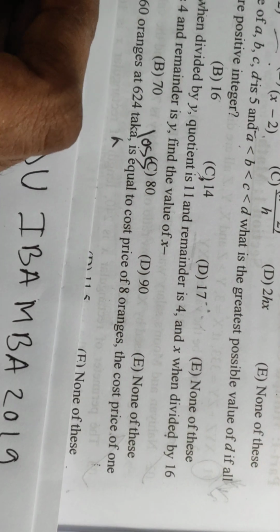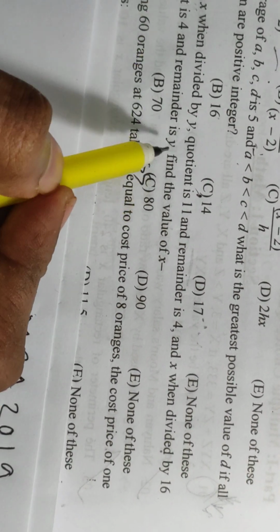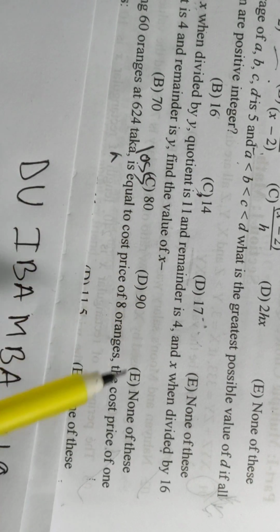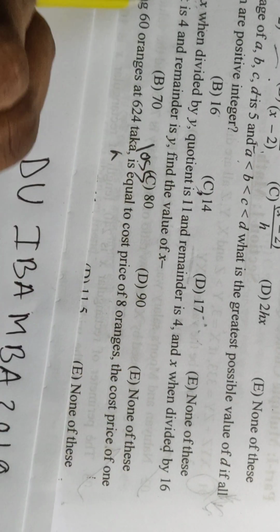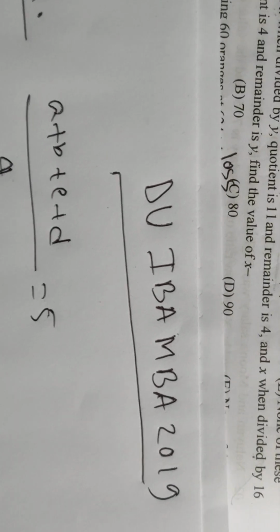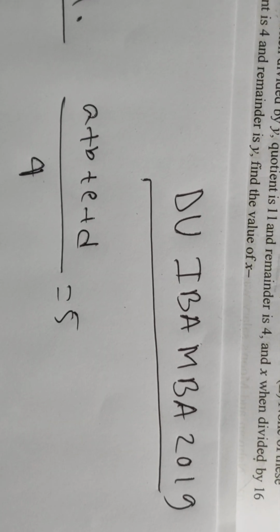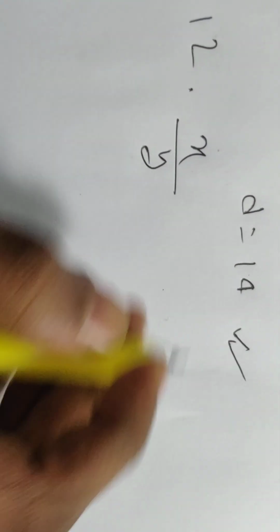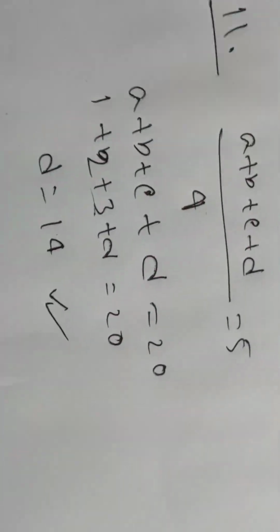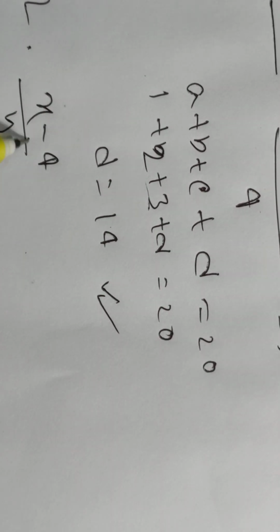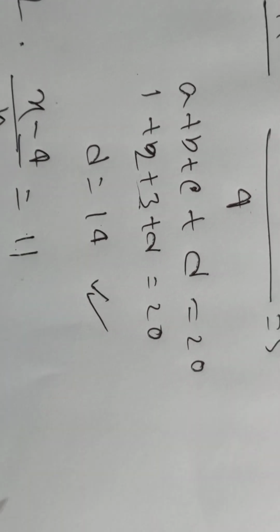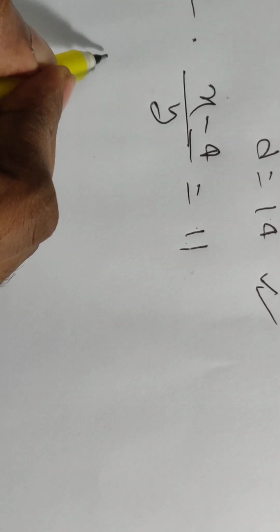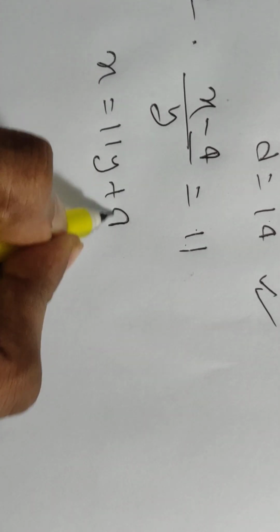Number 12: integer x when divided by y, quotient is 11 and remainder is 4, and when x is divided by 16, quotient is 4 and remainder is y. So from number 12 we get: integer x divided by y, quotient is 11 and remainder is 4. With this we get x equals 11y plus 4.